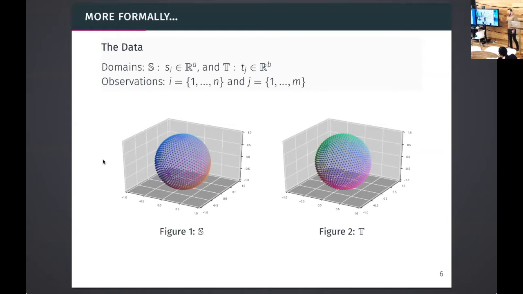So I just mocked up some data here. We have two spheres. One will be the source, the other one's the target. I just rotated the target. So this is a bit of a trivial example because I have the rotation matrix, so I could just realign it. But let's pretend that I don't, okay?